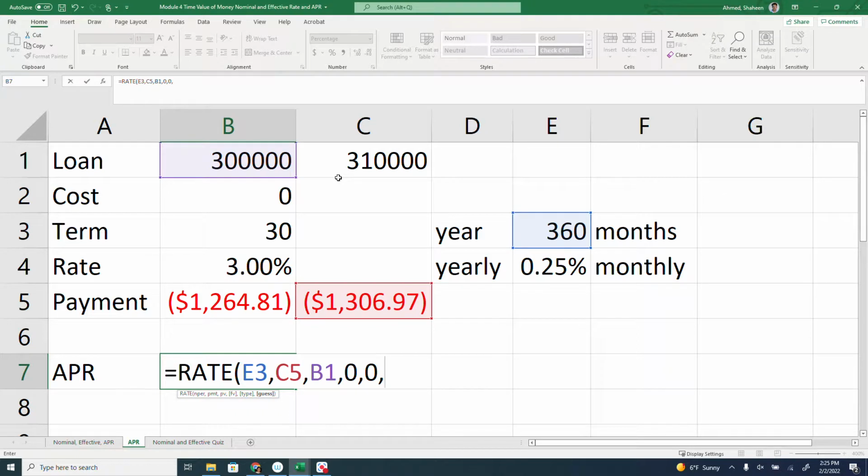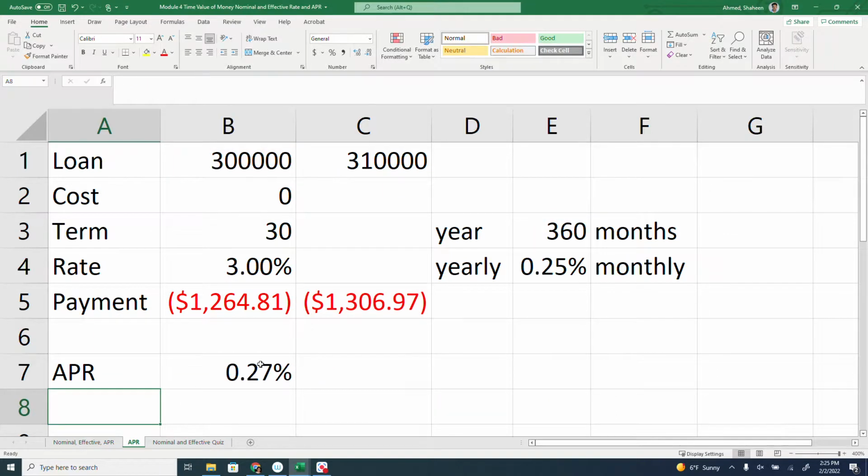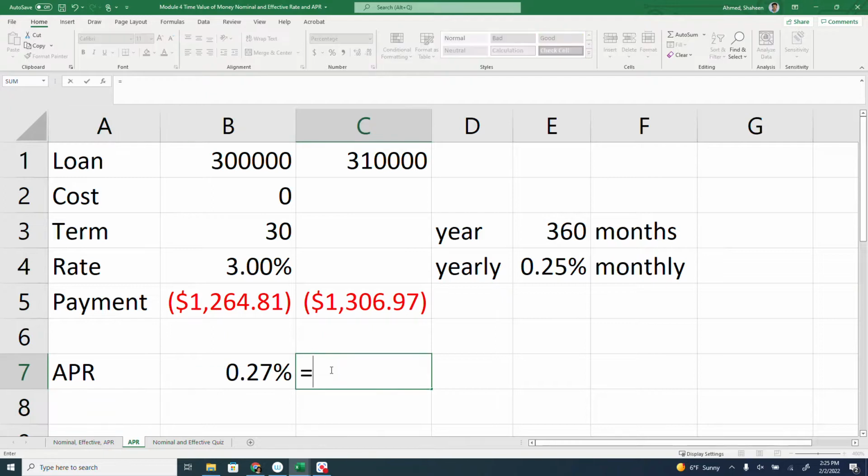It will ask for a guess for the interest rate. Default is 10%, doesn't really matter. You can use anything you want. This should almost always work, or you can even leave that off. So this is the rate per month. Then yearly would simply be times 12.